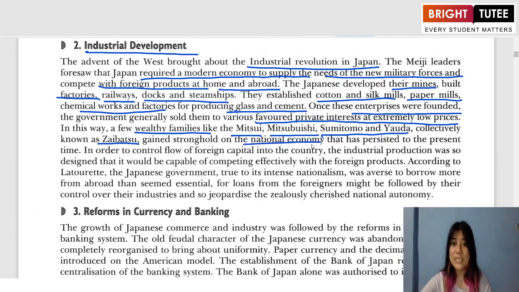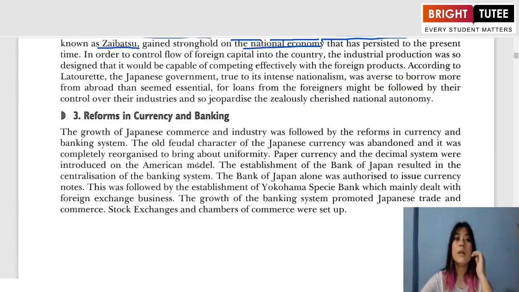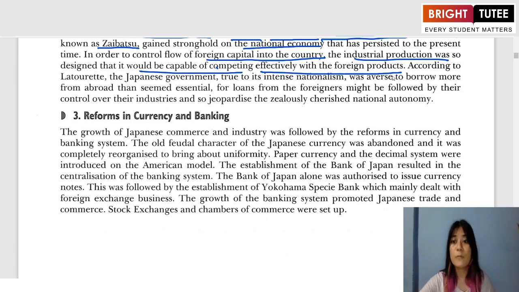Okay, that persisted, that continued. Their power and position continued to exist even to the present time. Now, in order to control the flow of foreign capital into the country, the exchange of goods and products between Japan and other countries, the industrial production was so designed that it would be capable of competing effectively with foreign goods.